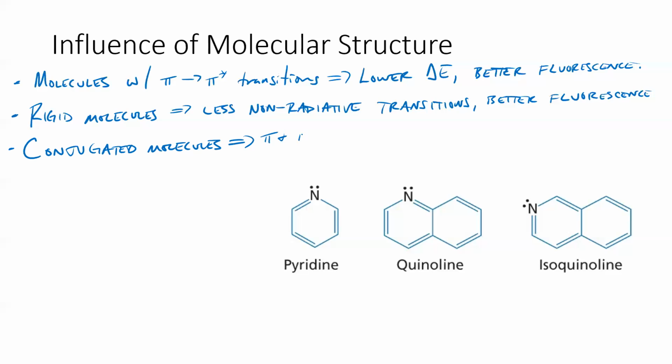Pi and pi star closer together. If you did take PChem2, think about it like a particle in a box, right? You probably talked about conjugated molecules as particle in a box anyway. The longer the molecule, the lower those energy levels, right? And so the more conjugated your system, the closer together those energy levels are, the easier it is for that pi to pi star transition.